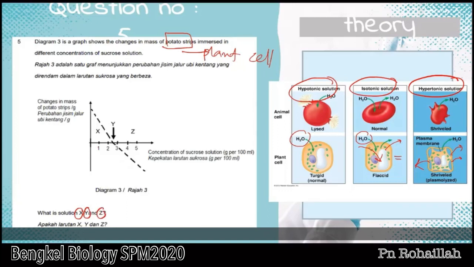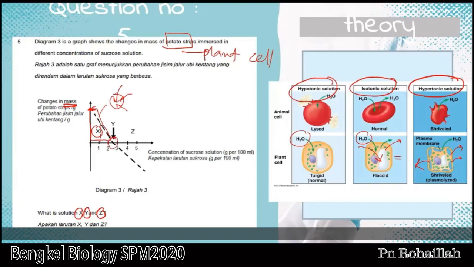So you look at the graph. So X, you tengok mass dia. Dia cerita pasal mass. X mass dia dekat sini you tengok. Starting here is, sinilah kan, this column. X ni mass dia berat. The potato mass is quite heavy lah. So dia berat, so maksudnya dekat sini ada banyak water go into. Betul ke water go into? Water diffuse into.